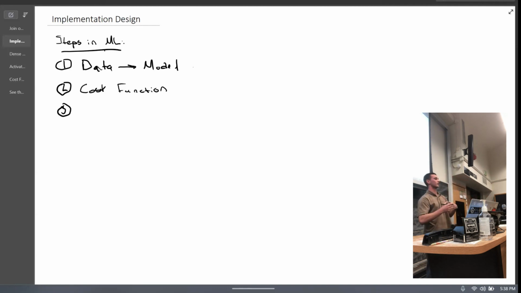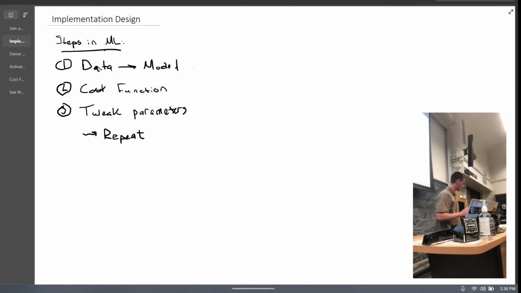And then after we get the information about how far our prediction is from the actual desired output, we need some method for tweaking the parameters of our model. And this becomes an iterative process, and we repeat until we get a pretty good predictive model. So step three is to tweak our parameters. And then we repeat.